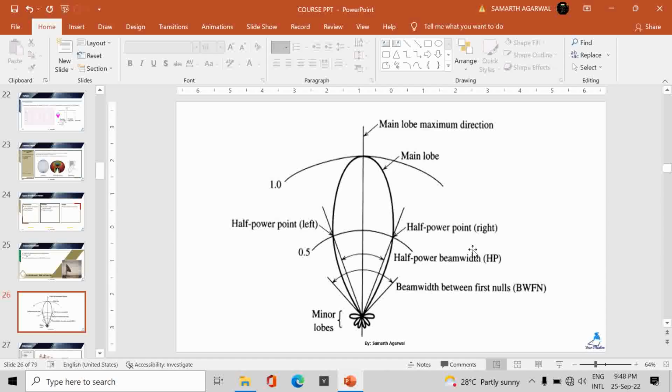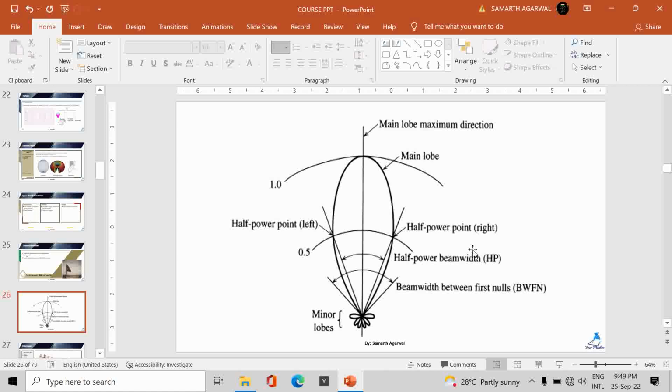Okay. On one image, I would like to show that this is one kind of a directional radiation pattern. So as you can see, on the left and right, it has a half power point left and half power point right. And further, the main lobe has the maximum amount of radiation power in the maximum direction.